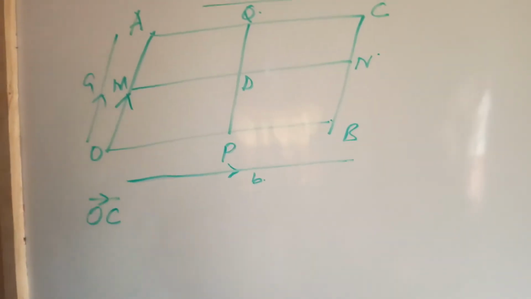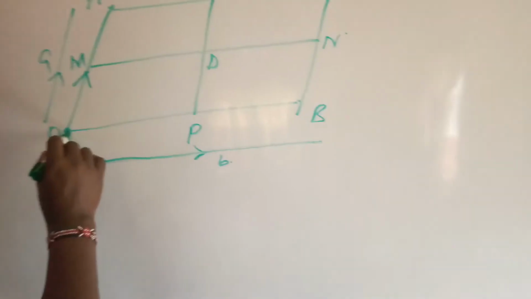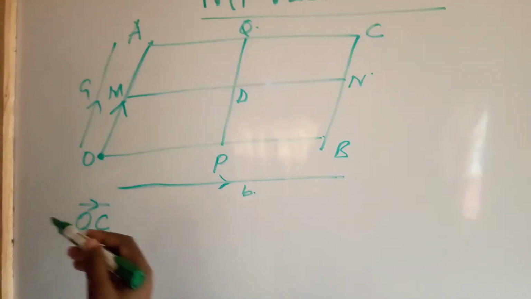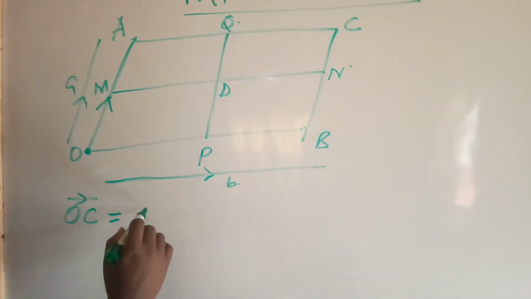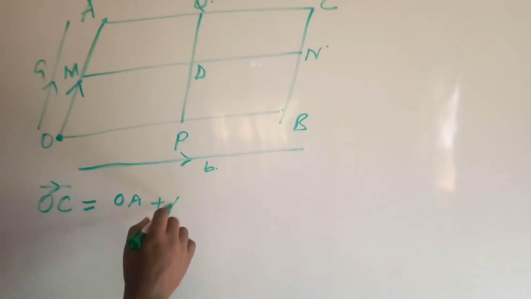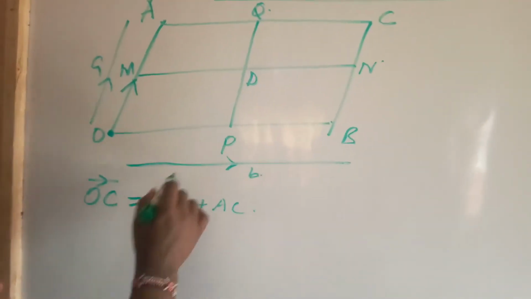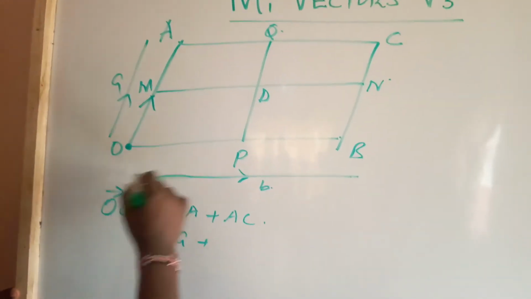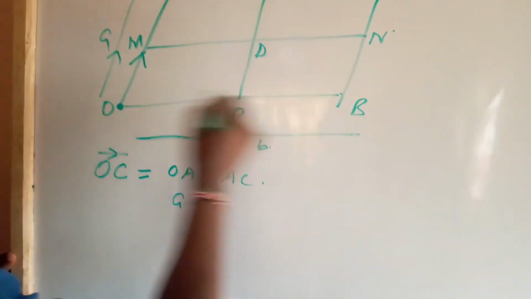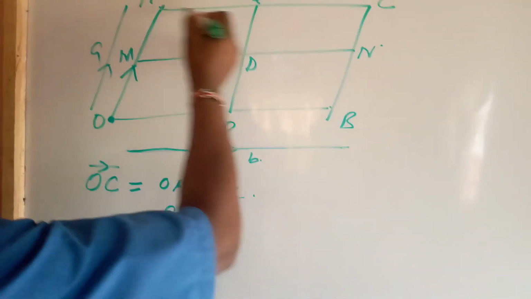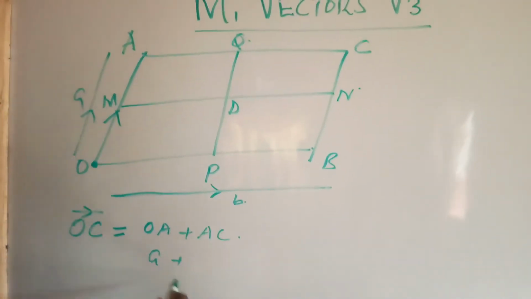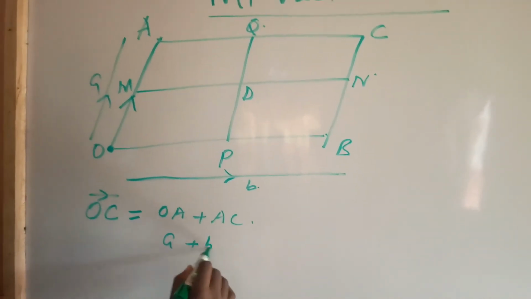And of course, we are moving, or we are walking from here to here. So we can say OC is equal to OA plus AC. But OA is A and AC is parallel to OB, and therefore OC is equal to A plus B.